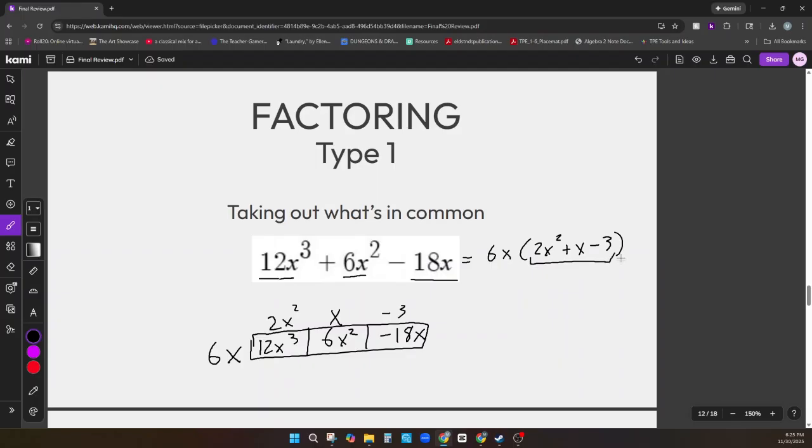Could I factor this quadratic? Yes, but for right now, we're just focusing on how to factor using our type 1 method, that being taking out what's in common. As far as taking out what's in common, I have accomplished that. 2x squared, x, and negative 3 no longer share anything in common. Do my first two still have x's? Yes. But when we're factoring something out, you want to make sure that they all have something in common and not just part of it. So right now, I am done factoring using my type 1 method.